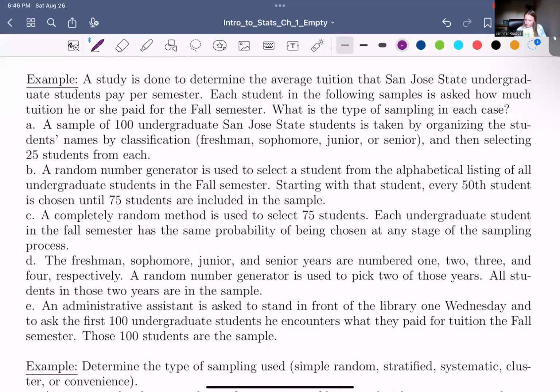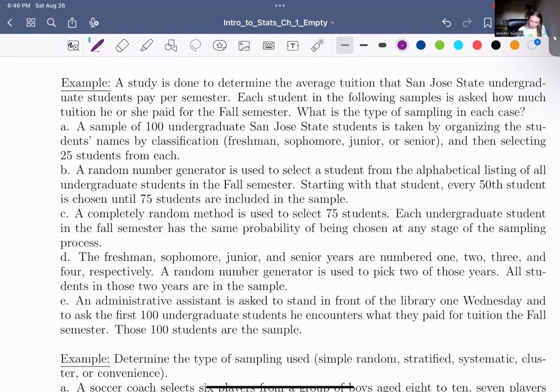I'm going to actually write them off to the left to help us keep track. This is going to be stratified. Sorry, I didn't leave you a blank space to write your answer in. Stratified sampling.